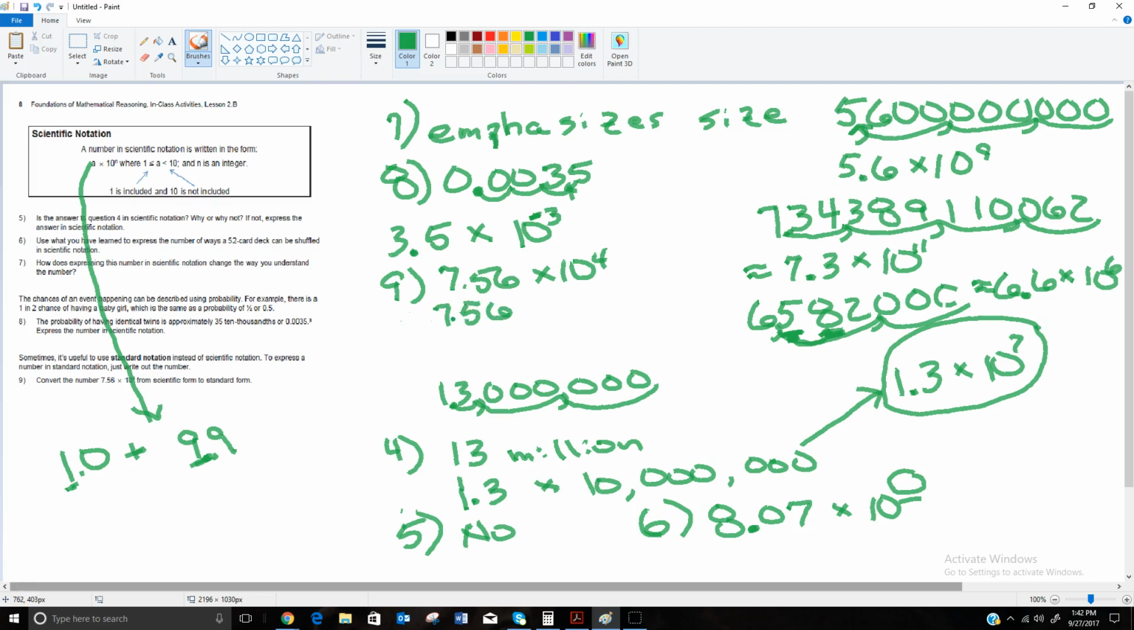So it's 756. The decimal point is here in scientific notation, but we want to move it 4 spots. So we're going to go 1, 2, 3, 4. And that becomes 75,600 as a regular number in just what they call standard form. So in standard form, that's 75,600, which is the same as 7.56 times 10 to the 4th.